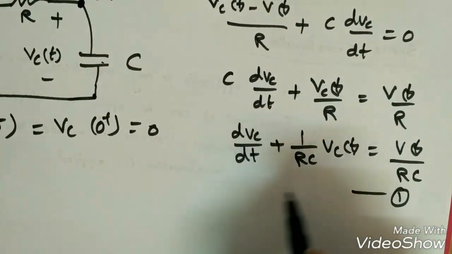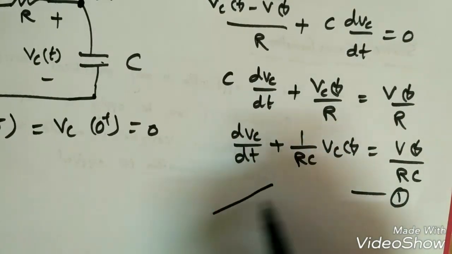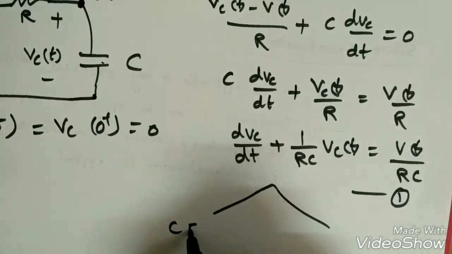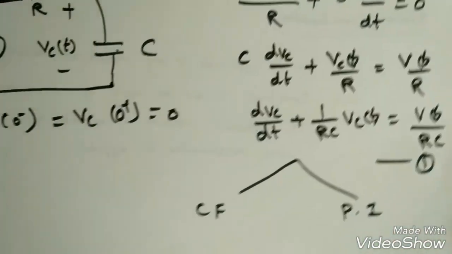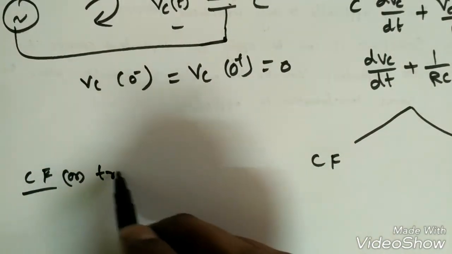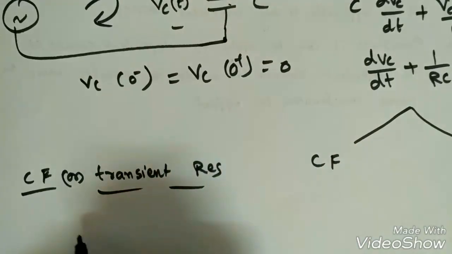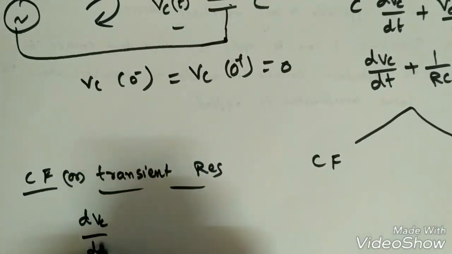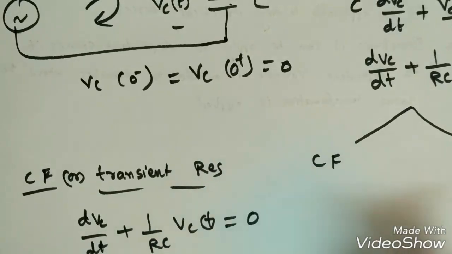Again, V of t is varying with respect to time. Then we again have two conditions, complementary function and particular integral. Now, to find the complementary function or transient response, what will we take? dVC by dt plus 1 by RC into VC of t equals 0.